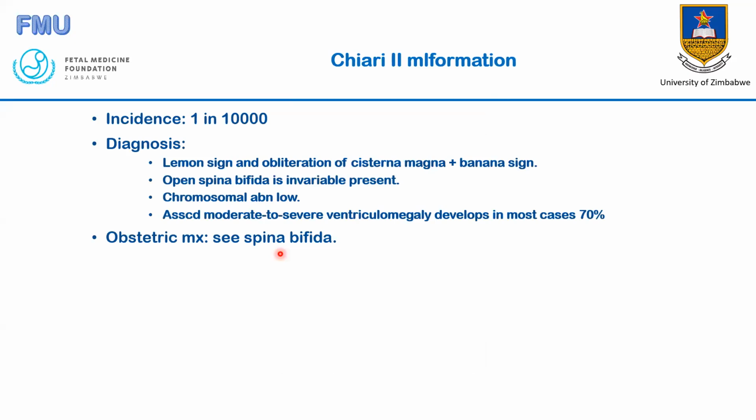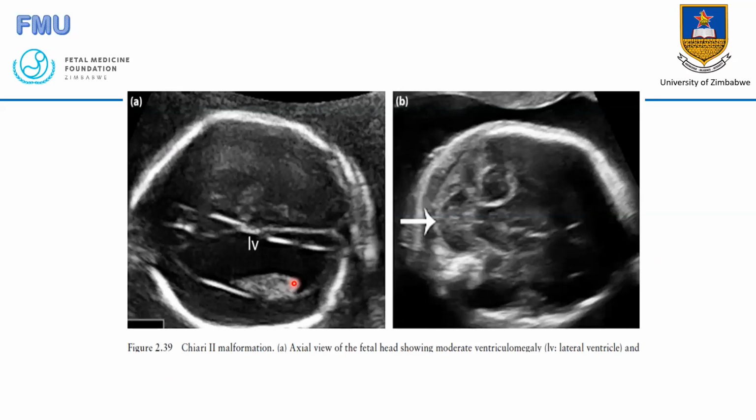Then Chiari malformation. The Chiari malformation is normally part of the myelomeningocele complex. So it is fairly common, 1 in 10,000. How do we diagnose it? We are going to see a lemon sign, obliteration of the cisterna magna and a banana sign. In most cases, it is in association with open spina bifida or myelomeningocele. The chromosome abnormality association is very low and it is associated with moderate to severe ventriculomegaly in about 70% of the cases. We'll discuss it more under spina bifida, but to just show you some of the features.